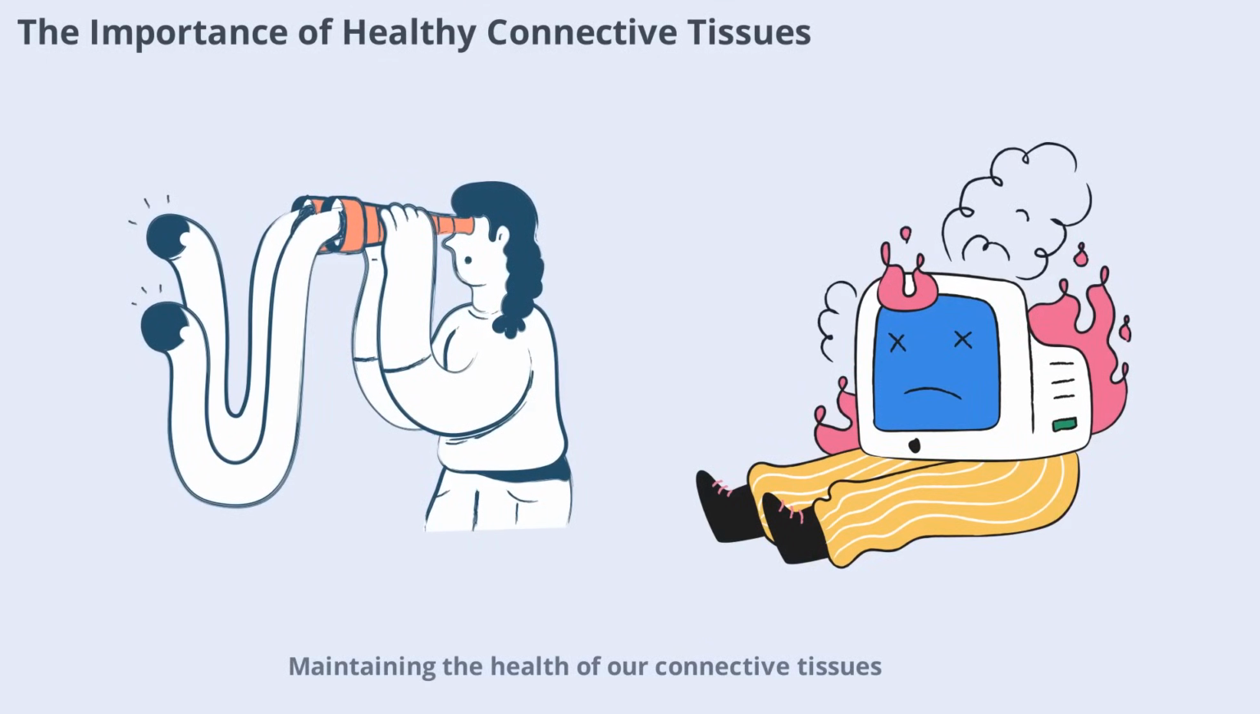Maintaining the health of our connective tissues is vital for overall joint function and mobility. Injuries or degeneration of tendons, ligaments, or cartilage can lead to pain, instability, and reduced movement. Regular exercise, proper nutrition, and injury prevention strategies all play a role in keeping these tissues strong and resilient. By understanding the functions of articular cartilage and fibrocartilage, as well as tendons and ligaments, we can take proactive steps to support our joint health throughout life.